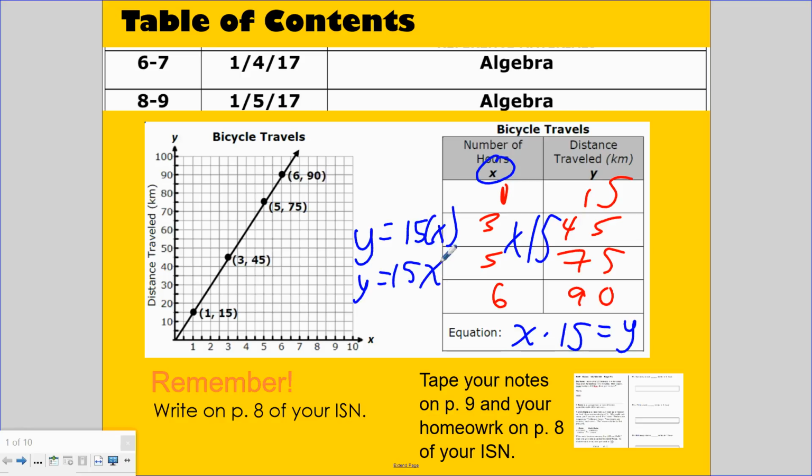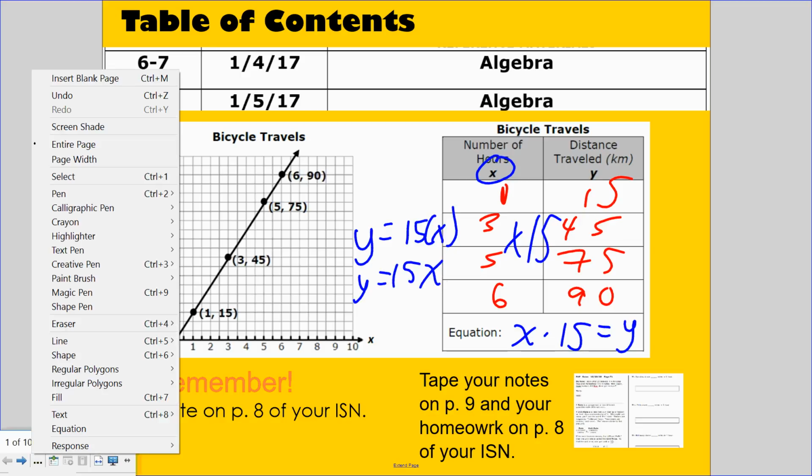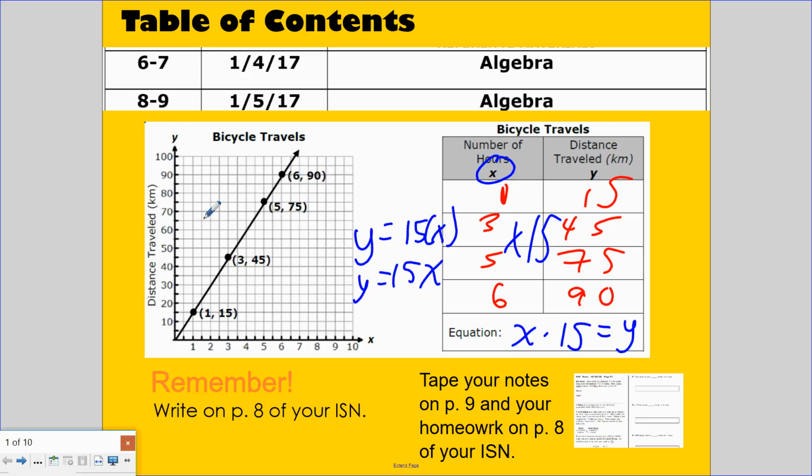Even though this is not part of it, I would like to answer this part. Which side is the dependent side and which side is the independent? Well, if you remember, which statement makes sense to you? Does the number of hours depend on the distance traveled, or does the distance traveled depend on how many hours you're on a bike? The second one makes sense. So this must be the dependent, and this must be the independent.